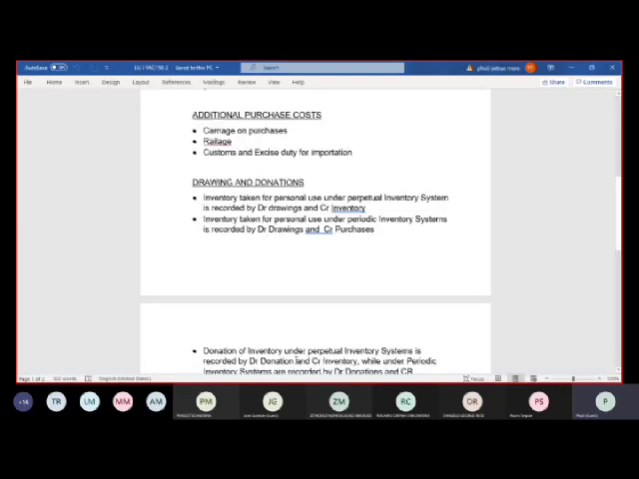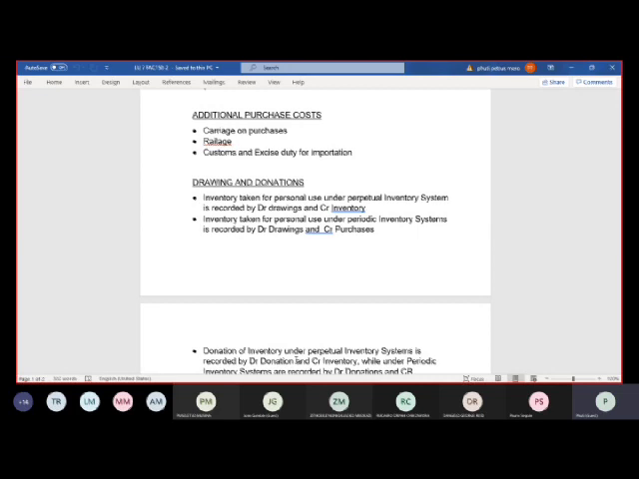Drawings and donation. Inventory taken for personal use under the perpetual inventory system is recorded by debit drawings, and then you credit inventory. And inventory taken for personal use under the periodic inventory system is recorded by debit drawings, and then you credit purchases. Guys, I'm begging you, please make sure you know this. You will remember me when you're given that 1 hour when you write, you would realize that there's more time to spare.